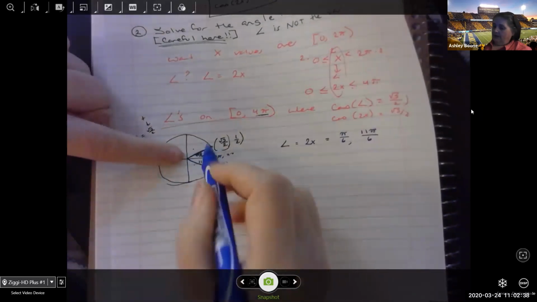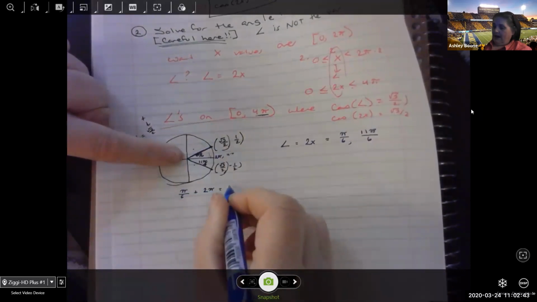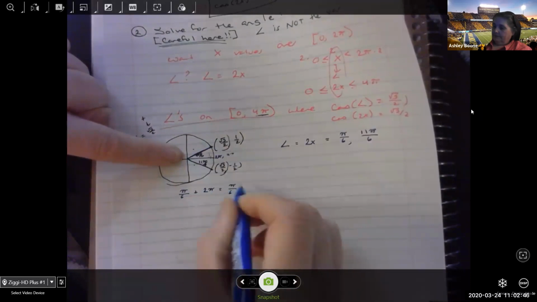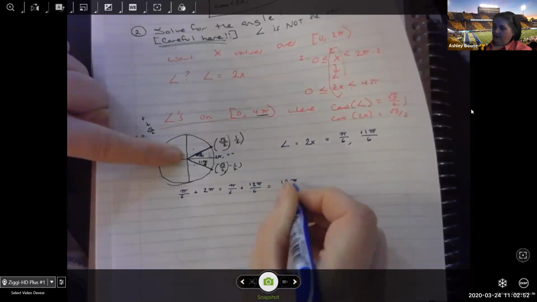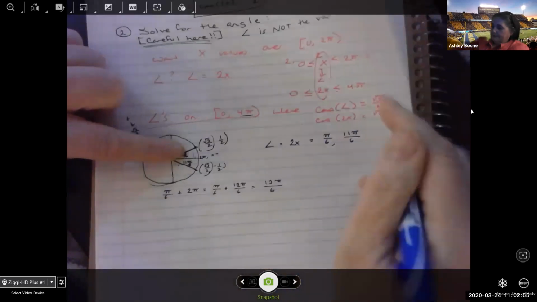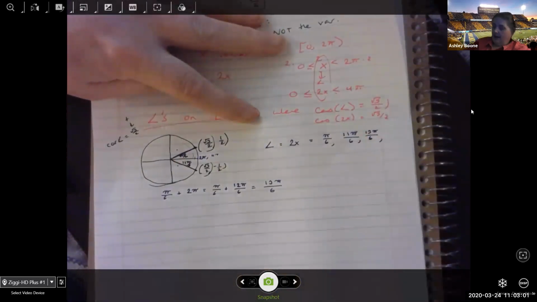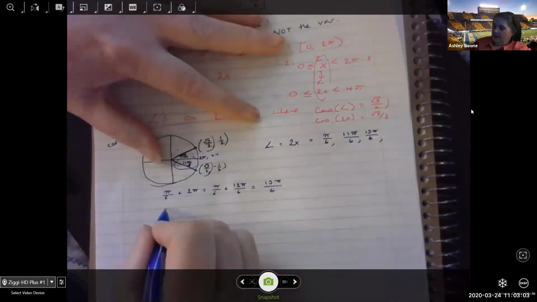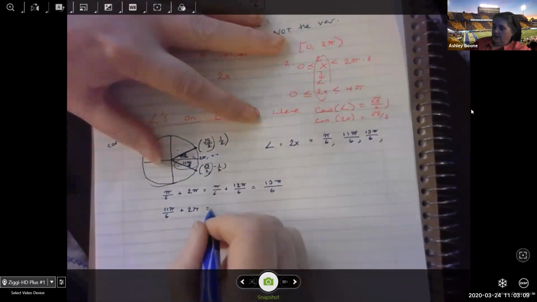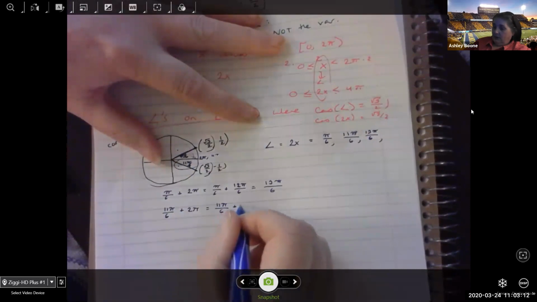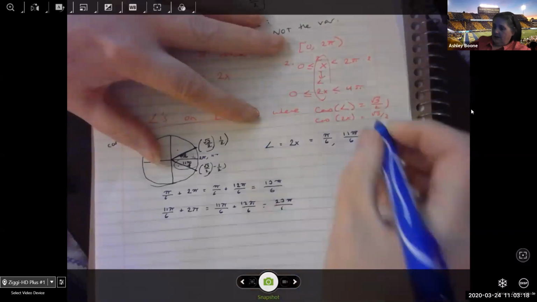For the angle pi over 6, if we go 1 revolution around that coterminal angle, 2 pi is the same as 12 pi over 6. That would be 13 pi over 6. And do the same thing for the 11 pi over 6 angle. 11 pi over 6, if we increase it by 2 pi, 1 revolution, we get 11 pi over 6 plus 12 pi over 6, and that's 23 pi over 6.